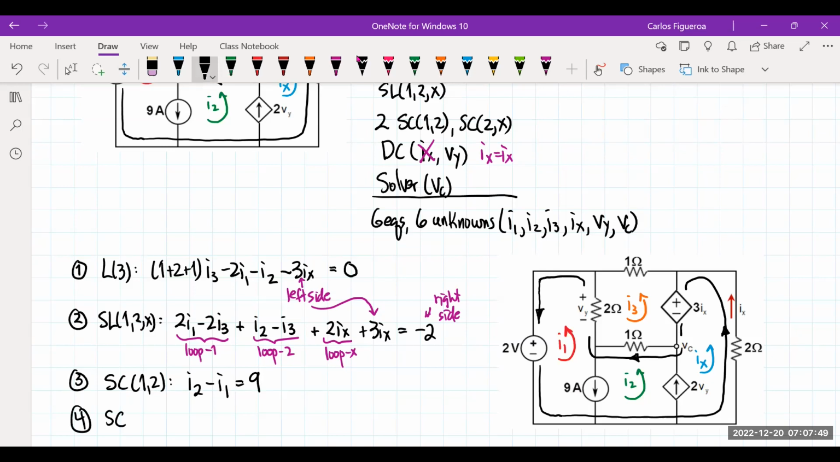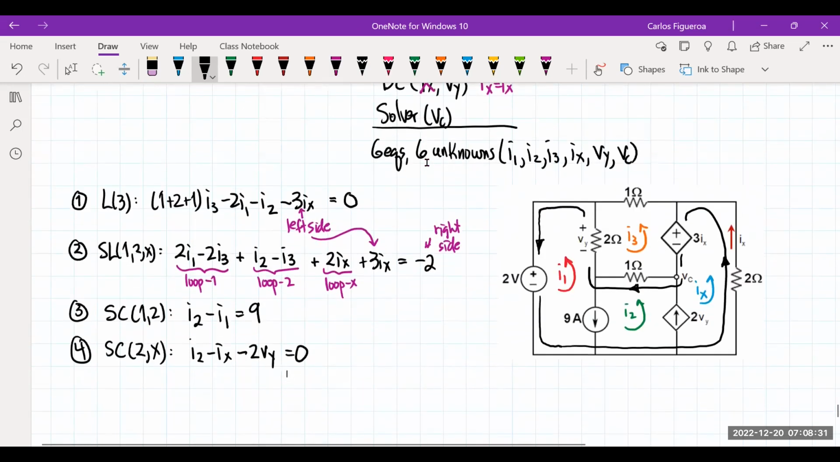Now let's look at the supercondition between 2 and X. So if I look at this guy, here I come. Note that the 2 is in the same direction as the 2Vy source. So 2 is positive, but remember, this is a dependent source, so it has to go on the left. So here I go. This is going to be I2 minus Ix. Now I want to take it to the other side. So this becomes minus 2Vy equals 0. So there's my fourth equation.